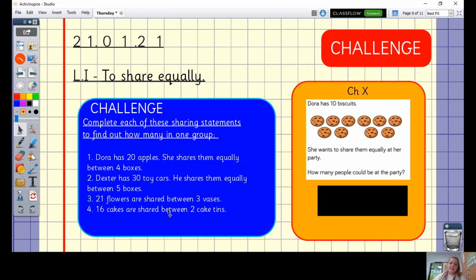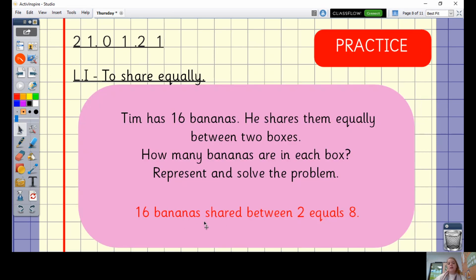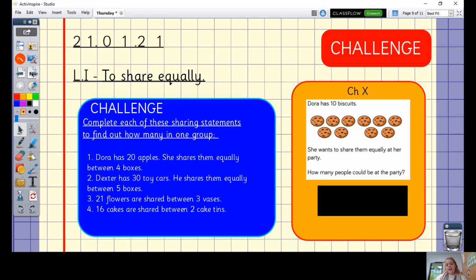And I'd like you to write a sentence to tell me how many in one group. So just like we did here, 16 bananas shared between 2 equals 8. Here, I would write 20 apples shared between 4 equals the answer. Okay, so I'd write down what I'm sharing and how many groups I'm sharing into and how many in each group.